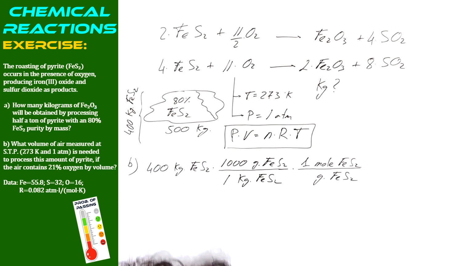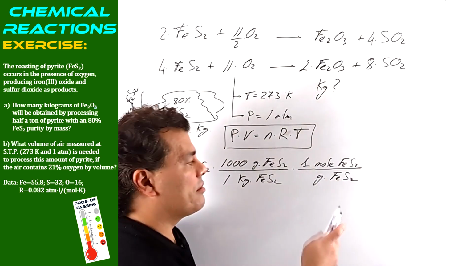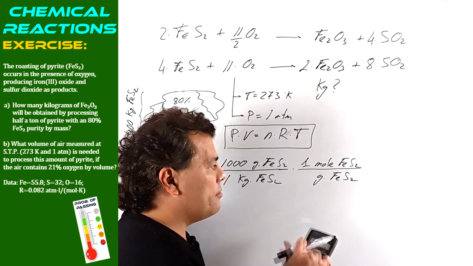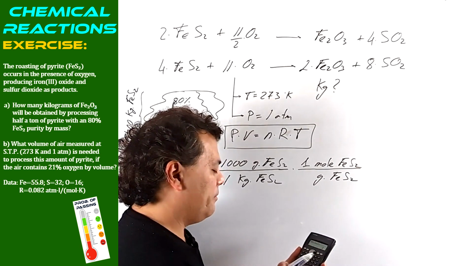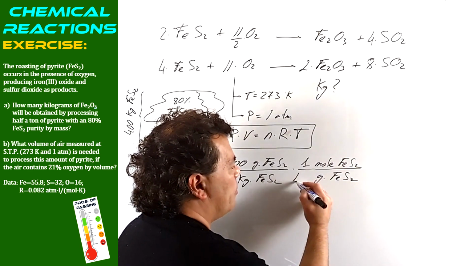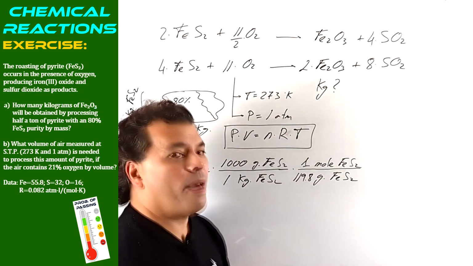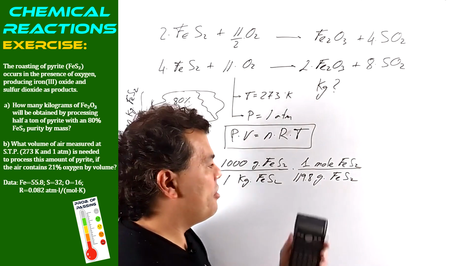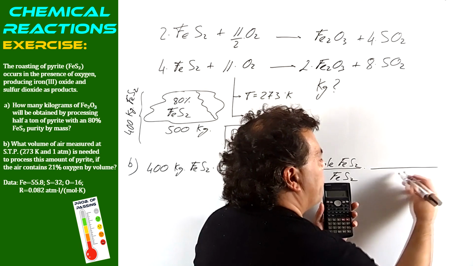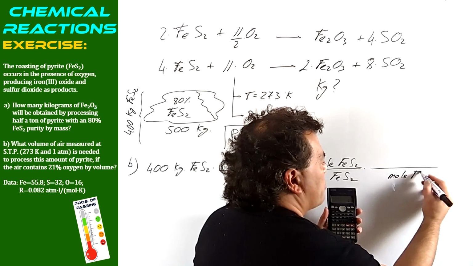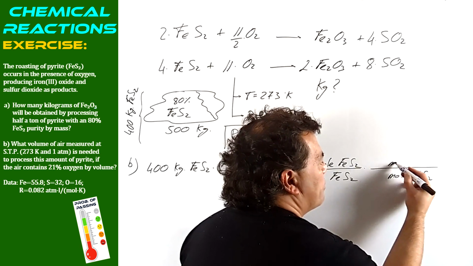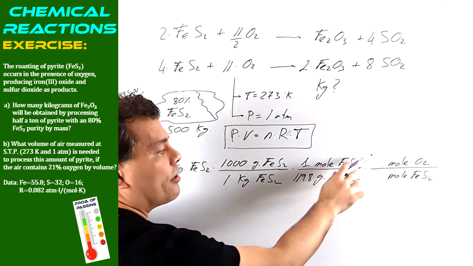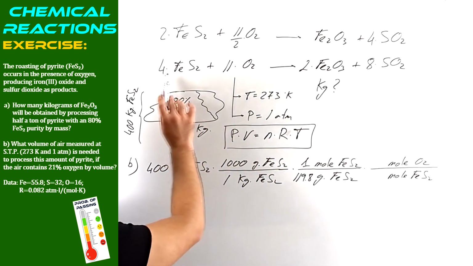And let me use the calculator to add the atomic masses. Iron 55.8 plus 2 multiplying 32. And we obtain 119.8 grams of pyrite. Now it's time to change from moles of pyrite to get into moles of oxygen. And there come the stoichiometric coefficients, 4 to 11.